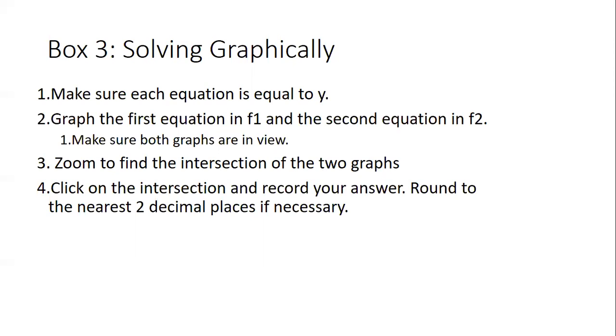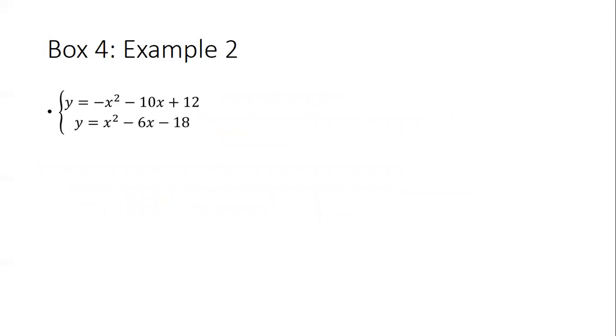Now, I am all for this pretty much being done algebraically, but I gave you the steps graphically in case you want to lean more that way. All right, so we're gonna do this one again algebraically. They're already both set equal to y, check. So that means I can set them equal to each other. So negative x squared minus 10x plus 12 equals positive x squared minus 6x minus 18.